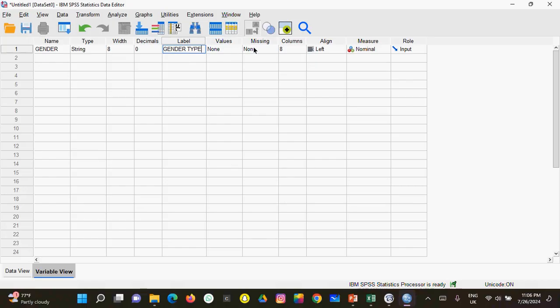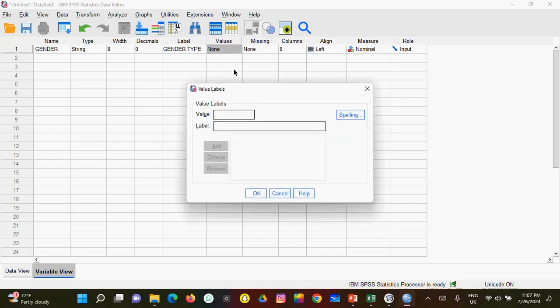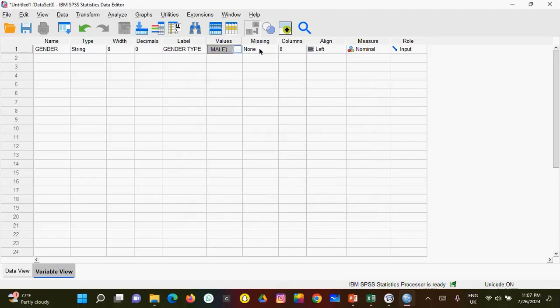All right. So now we assign values to them, which is we either make one become female or male, any of them. So let's use one to be male, then two to female. Then we add. Press OK. Right now we leave everything here. Gender is a nominal data, so we leave it as nominal.